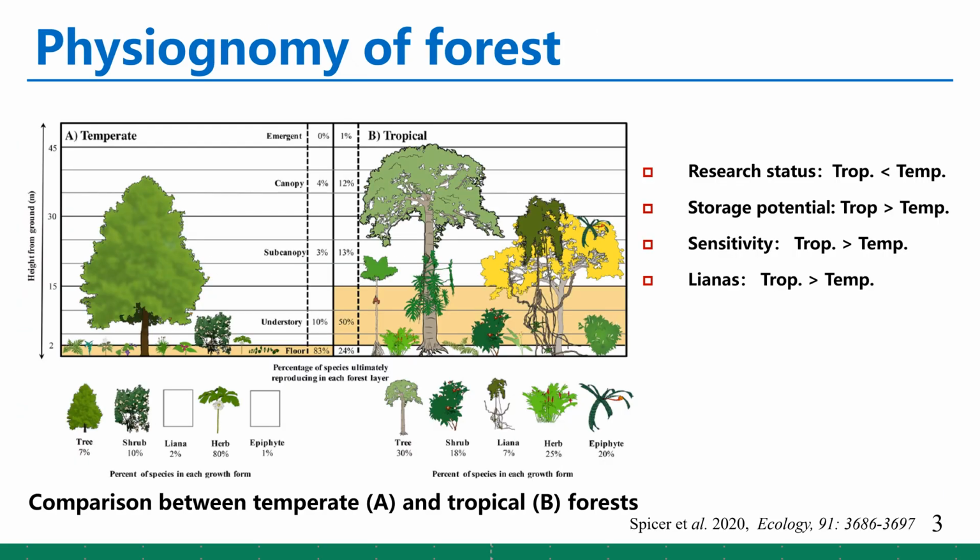This nice chart from Spicer et al., published in Ecology in 2020, illustrates perfectly the differences between temperate and tropical forests. For example, tropical forests are richer in species than temperate forests. These tropical forests have a higher proportion of liana and a much more complex vertical structure. In terms of research, tropical forests lag behind their counterparts. However, tropical forests' capability to store carbon and to provide ecosystem services surpasses that of temperate forests.